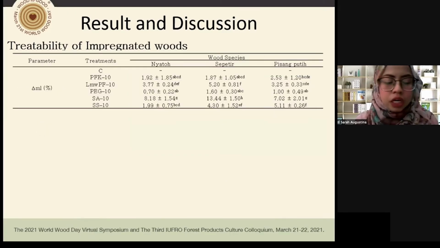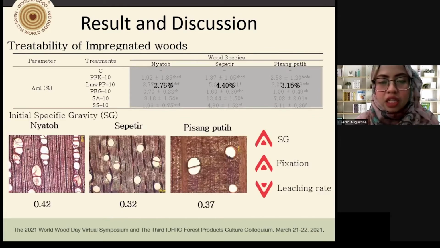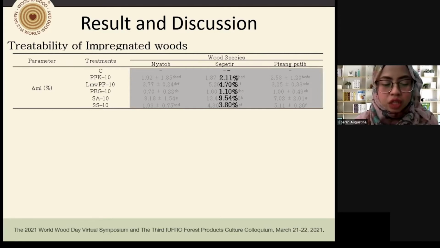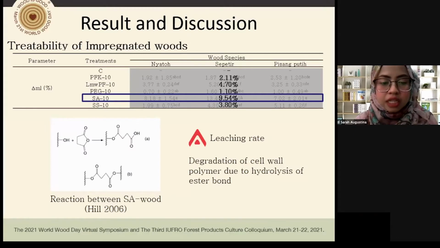We also want to know about the leachability of the impregnating agent, which is described in mass loss value. Among the species, sapetir has the largest mass loss. Different phenomena occurred on nyatoh and pisang putih impregnated wood. This could be due to their initial specific gravity. Alton et al. 2010 stated that high-density wood species are able to produce better fixation, thus resulting in a lower leaching rate. In different impregnating agents, SA produced the highest mass loss. This could be due to degradation of cell wall polymer related to hydrolysis of ester bond.